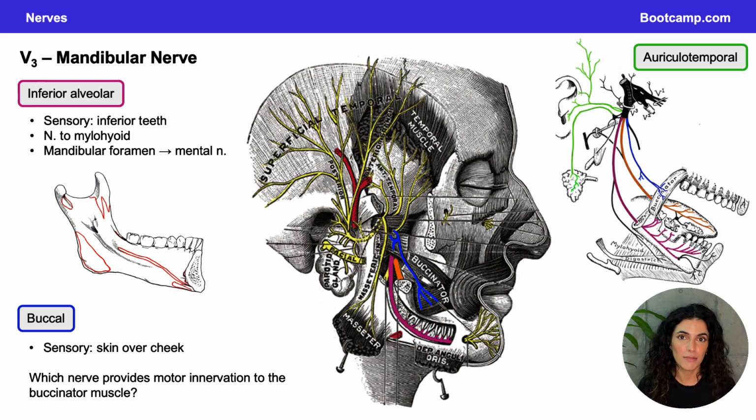So remember that the buccinator muscle is a muscle of facial expression, so it's going to receive innervation from the facial nerve, and more specifically, it's going to be the buccal branch of the facial nerve that will be supplying motor innervation to the buccinator. So make sure you don't confuse the two. The buccal branch of the facial nerve is motor, whereas the buccal branch from the mandibular nerve is going to be sensory to the cheeks.